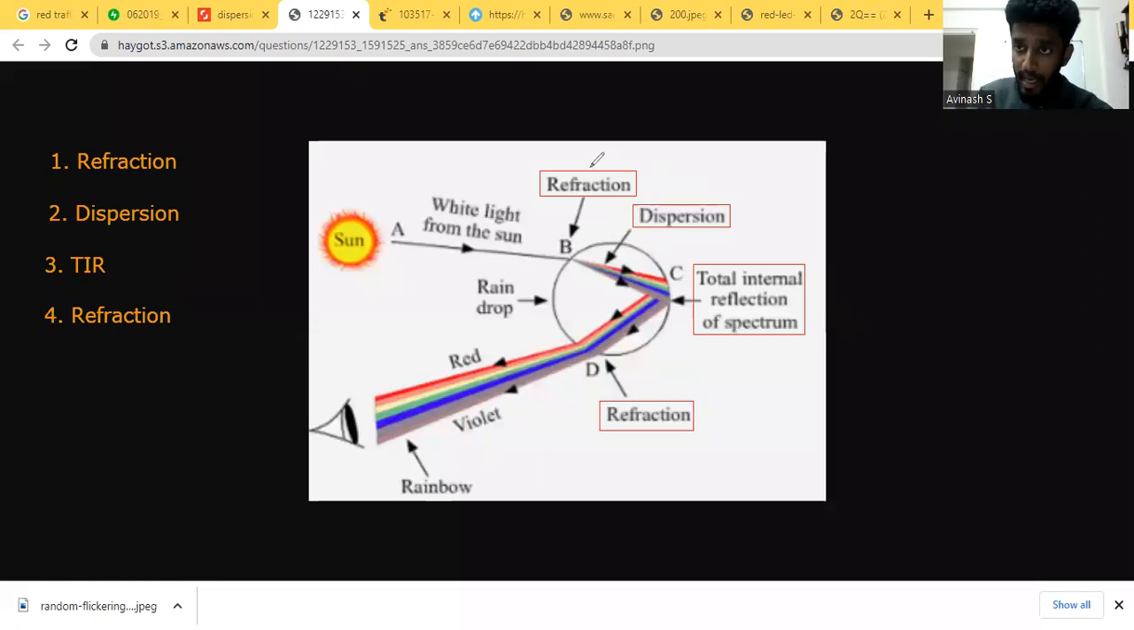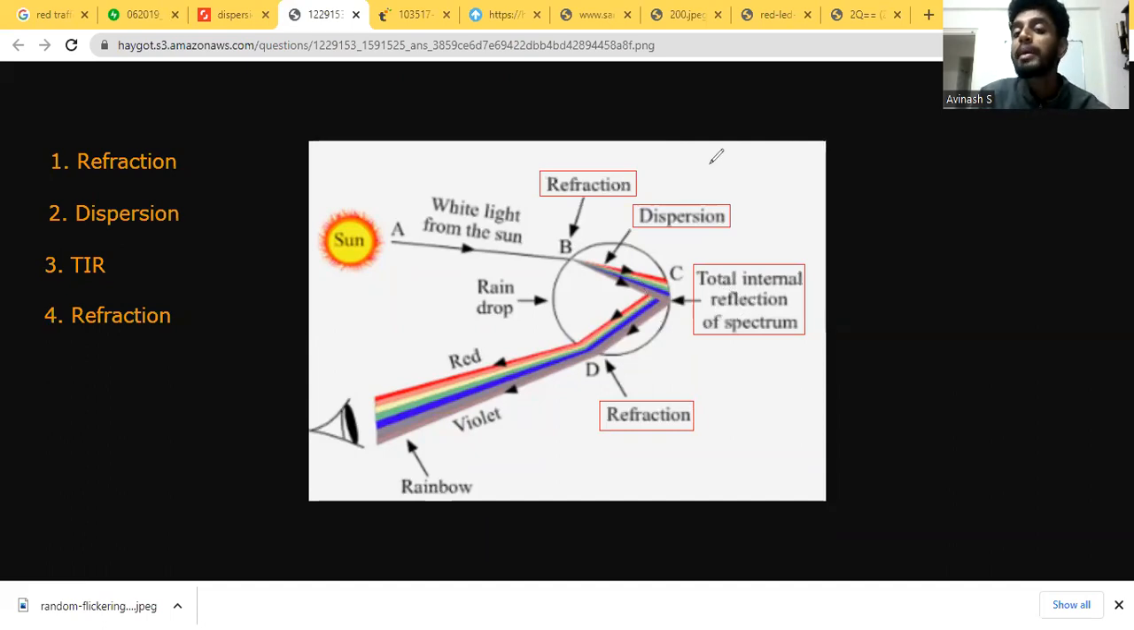So step 1 is refraction, because there is a change in medium. Refraction always goes hand in hand with the phrase change in medium, and because of it, it splits into 7 colors. That splitting of 7 colors is called dispersion. And at the other surface, it is getting total internal reflection. We should be very careful here. It is reflection and not refraction.